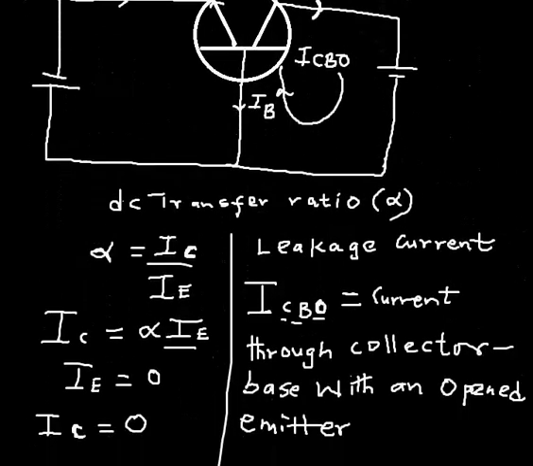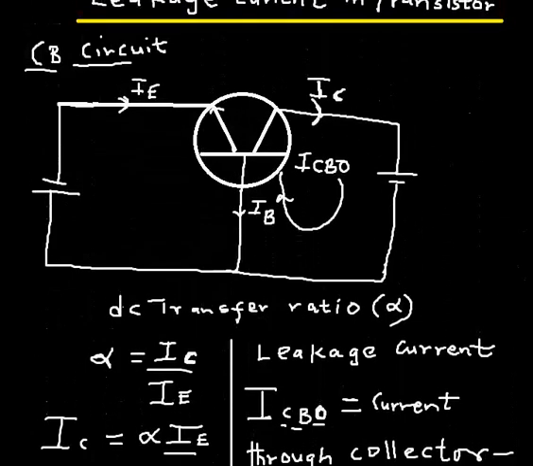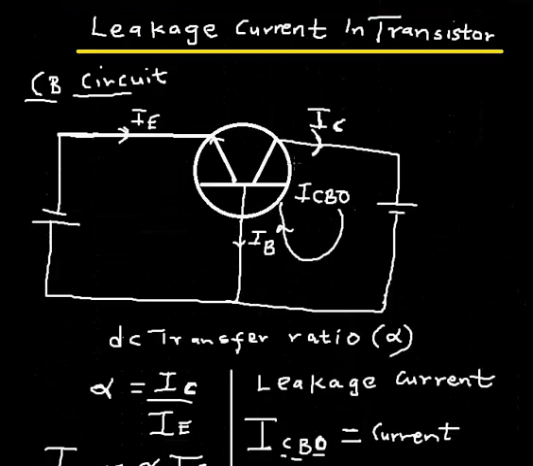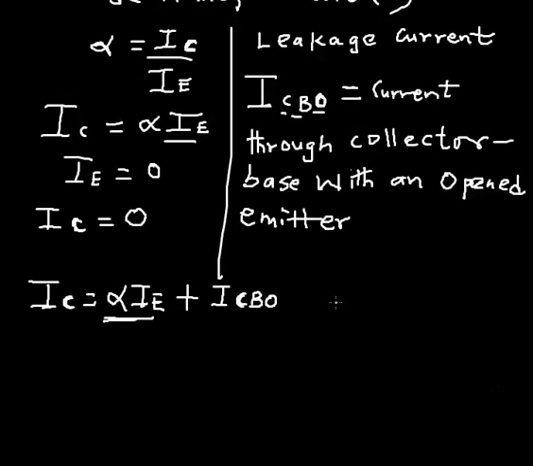Is it ICBO? Please pardon me. What is open is the emitter, yes, ICBO. So my collector current is not just the current that is transferred, the emitter current that was transferred, alpha IE. I'm also going to add ICBO, which of course is the leakage current obtainable at the output. So please take this as equation 1.